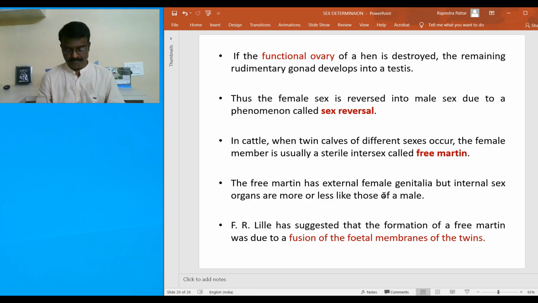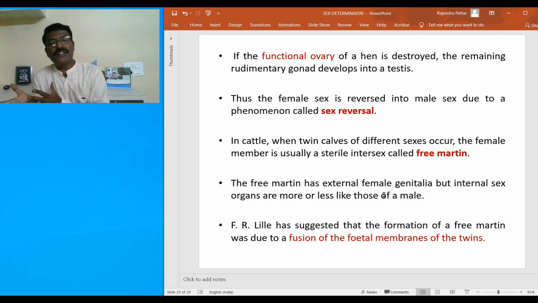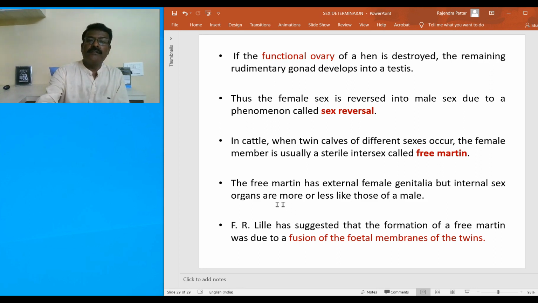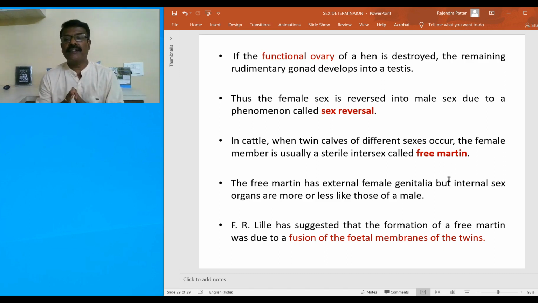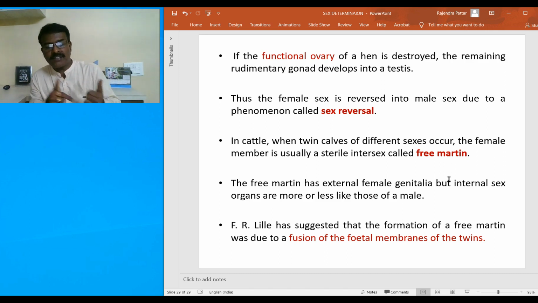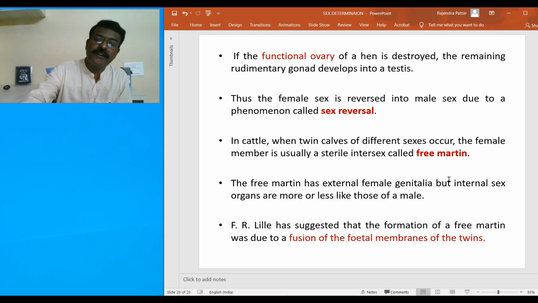However, it is not fertile to continue its generation, because it is a case of intersex known as a freemartin. A person called F.R. Lillie worked on this. What is the cause for the formation of the freemartin calf? It is formed because of twins developing inside the cow's uterus or uterine horn. Their fetal membranes get fused or united, and that leads to the formation of one sex as male, and the other as an intersex freemartin.